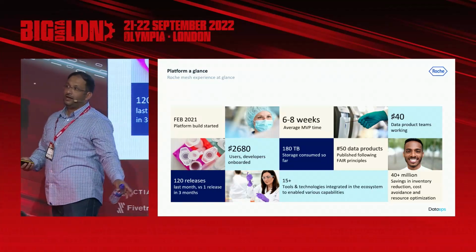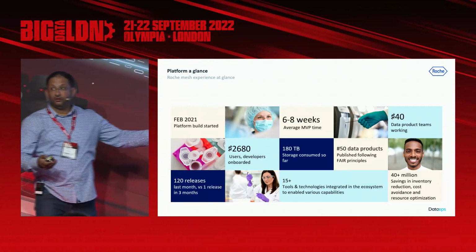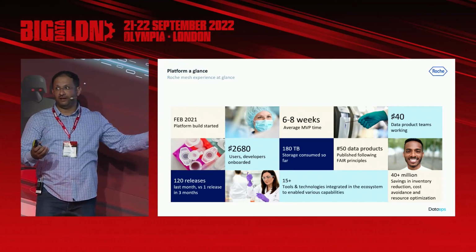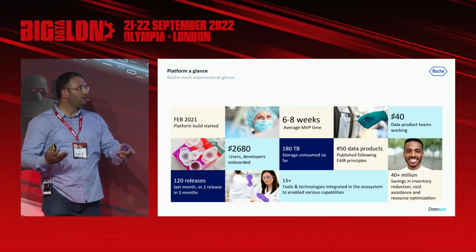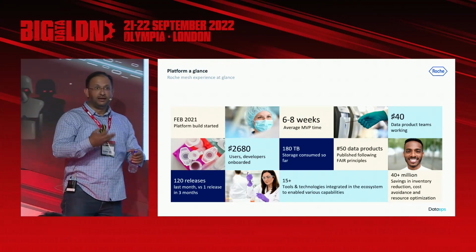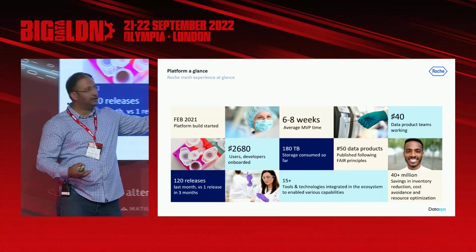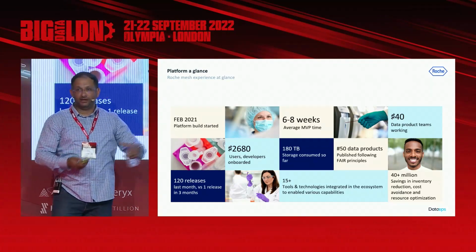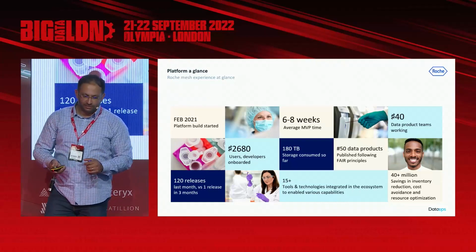Number of releases that I mentioned earlier. We used to have 1 release in 3 months if I was lucky. We are talking about 120 releases, and this is a number that the DataOps platform, you can measure it from there, so it's not a manually counted number.